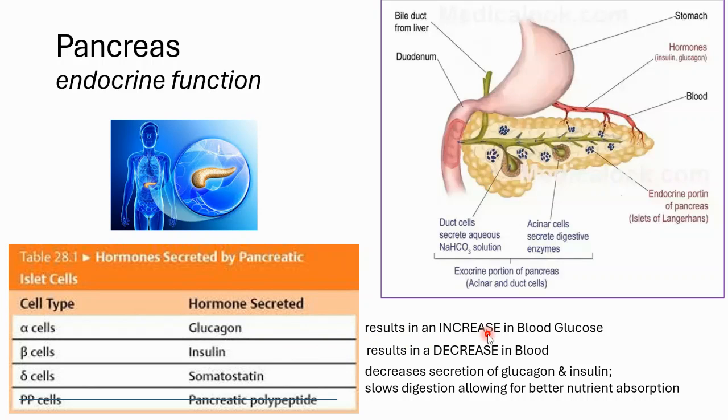Be careful on the test. You have a stimulus, the cause of it being secreted, and then the result of it being secreted. Those are opposites. So take glucagon, for example. If it is secreted when blood glucose levels are low, the result of it being secreted is blood glucose levels will go up. They're opposites. So make sure you read the question and know if it says, what is the cause of this hormone being secreted? Or what effect does it have? So it's a cause and effect kind of thing, and those are opposites.